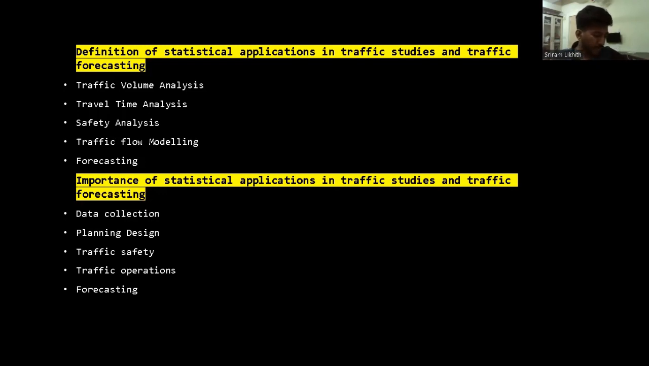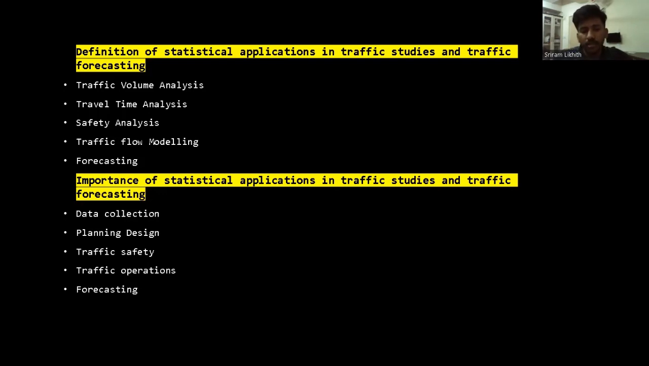PIEV theory explains the total reaction time of the driver. The total reaction time of the driver is an average of 2.5 seconds. In PIEV, P stands for perception time, I for intellection time, E for emotion time, and V for volition time. So that is a brief explanation of this, and then traffic flow modeling and the forecasting techniques. We have discussed this topic in a previous video.